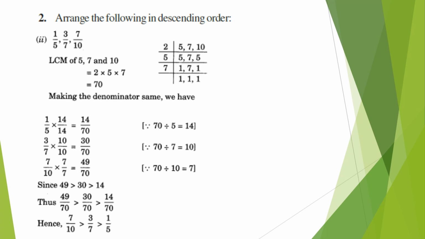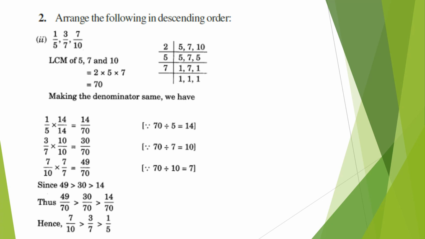For that, first of all, we can find the LCM of these denominators. That is, we can find the LCM of 5, 7 and 10. We get the LCM as 70. Now we can take the first fraction 1 by 5. The denominator is 5. To get the denominator 70, which is equal to the LCM, we have to multiply it by 14. So the numerator is also multiplied by 14.